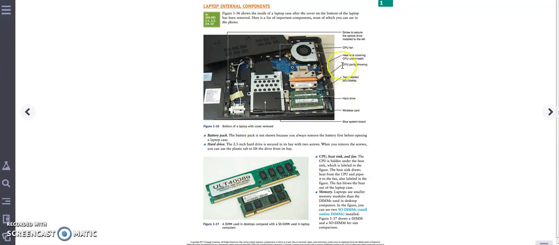And then here are the internal components of a laptop. Things get much smaller on a laptop, obviously. So you're dealing with a very small amount of space. And what's of concern with laptops is heat. So they need to find a way to get rid of the heat, which is what you see in this copper bar here. That is to help remove heat from the system.